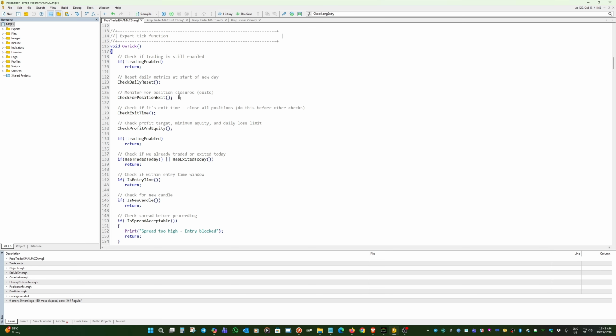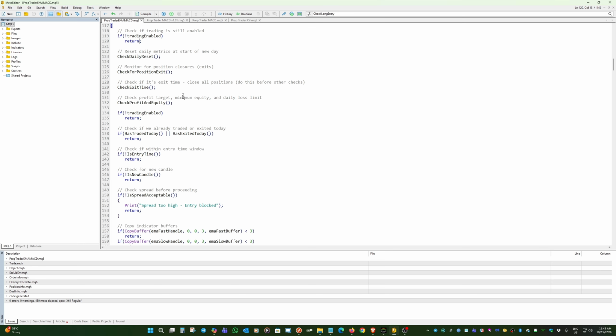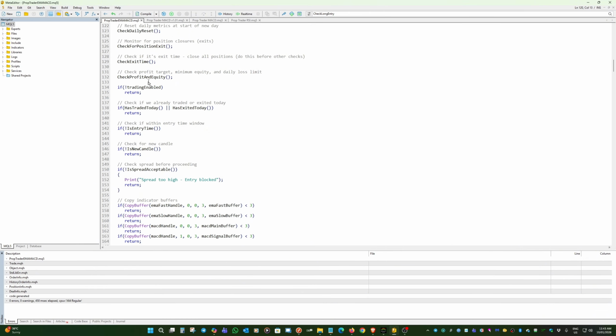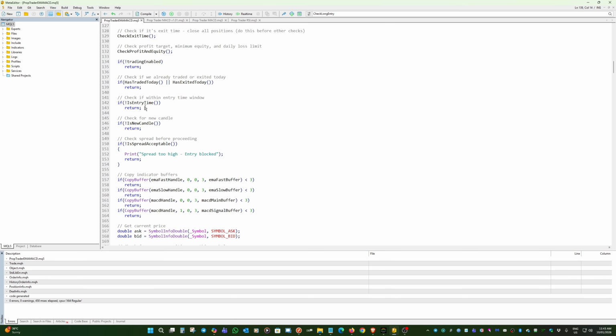We want to monitor for any closed positions, so we're doing that. We want to check the exit time, so we're doing this. Checking the profit and the equity, so we're doing all of these things at the beginning. If we've already had a trade today, or if we've already exited a trade today on this symbol, it's just going to go no further than this point, go back to the start. We're checking now the entry time. If it is less than the entry time, then we don't go any further.